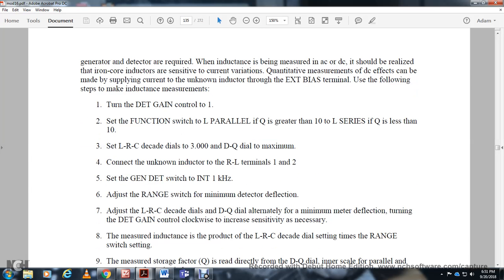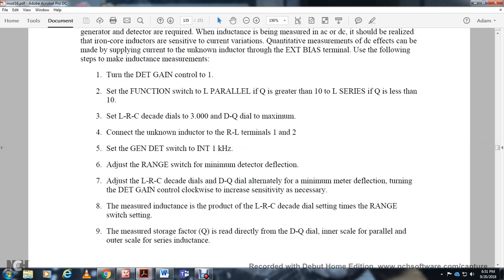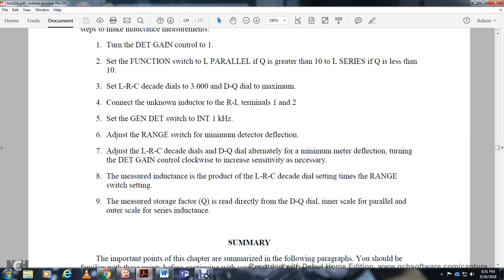Alright, set the detector gain control to 1 and the function to L parallel when the Q is greater than 10, and L series when the Q is less than 10. Set the LRC decade dial to 3000 and the DQ dial to maximum. Connect the unknown inductor to the RL terminals 1 and 2, and set the generator detector switch to INT 1 kilohertz. Adjust the range switch for minimum detector deflection, and the RLC decade dial and DQ dial for minimum meter deflection, turning the detector gain control clockwise to increase sensitivity as necessary. Measure the inductance as the product of the LRC decade dial settings with the range switch settings. Measure the storage factor by reading directly from the DQ dial, with the inner scale for parallel and the outer scale for series inductance.